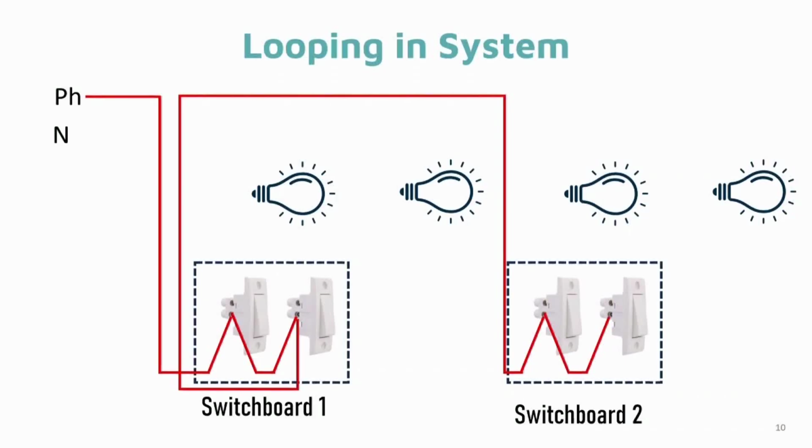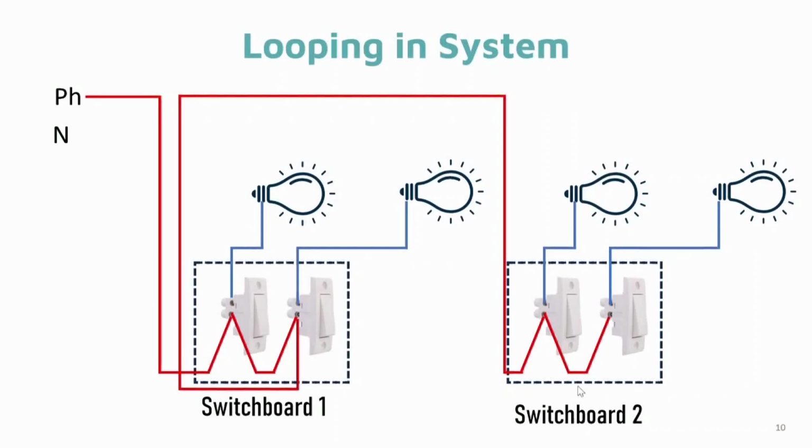This connection is then extended to the second switchboard, where it is connected to a switch. The phase connection is extended to all the other switches of the second switchboard. This process is repeated for all the switchboards within a particular subcircuit. The other terminals of the switches are connected to their respective loads. The neutral wire from the distribution board is connected to the remaining terminal of a load.